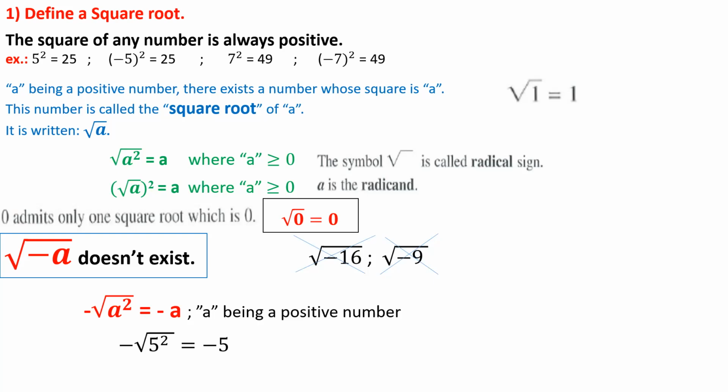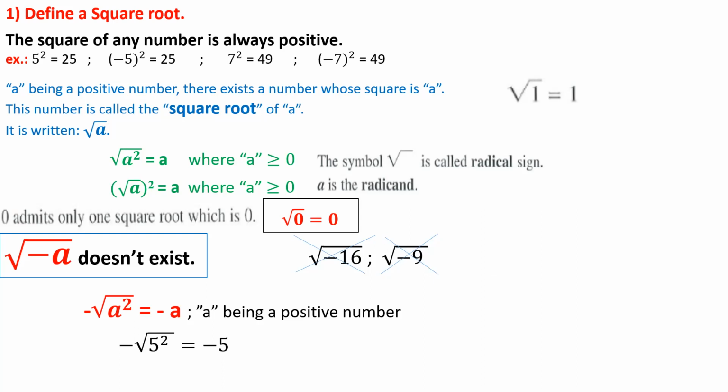A being a positive number, there exists a number whose square is A. This number is called the square root of A. So what's the square root? It's the opposite of the square. For example, 5 squared equals 25. Now, if I wanted to get the square root of 25, I will ask, what was 25 before I made it a square? So its root will be 5.